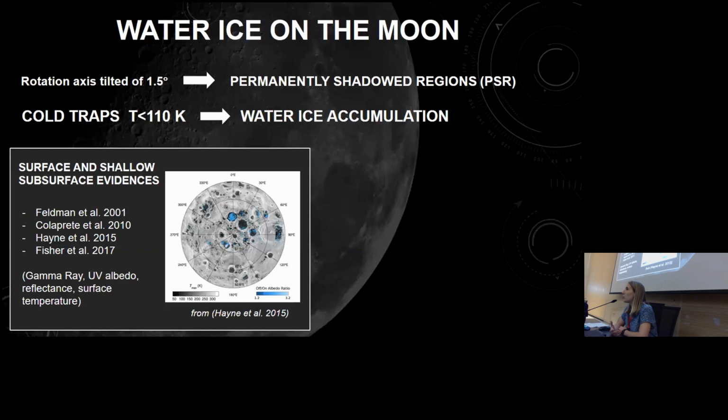Regarding the presence of water ice on the moon, we have plenty of evidence nowadays. And this fact was also very well highlighted during the very first day of this conference here, but also during the first presentation given today. So starting from this fact, we are now interested in the detection of water ice on the moon for future missions, of course, and in situ resource utilization.